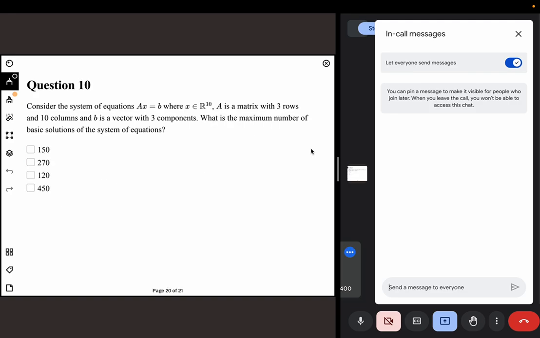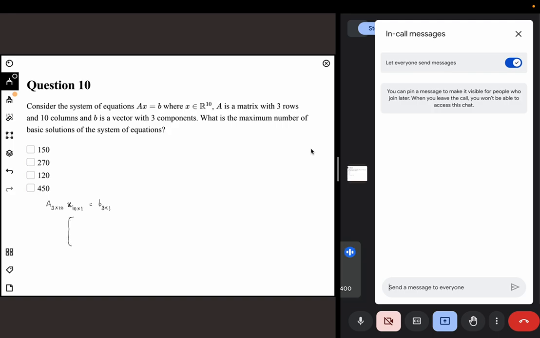Okay. So the next one is also a similar question, but instead of asking you whether it is feasible or not, we are asking how many maximum basic solutions you can have if the system of equations is of this particular form, where x belongs to R10 and A is a matrix with 3 rows and 10 columns. X is a matrix with 10 rows and 1 column, and that is equal to b, which is something like this. So how many possibilities can I have?